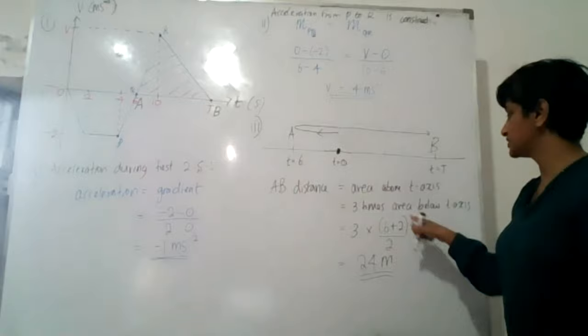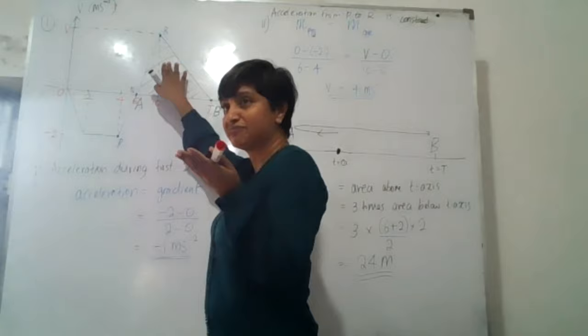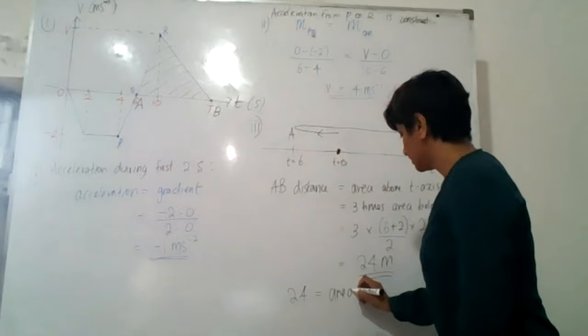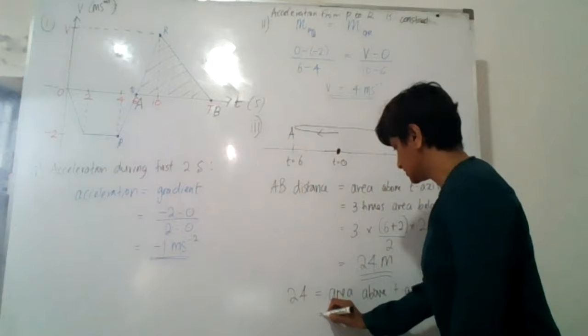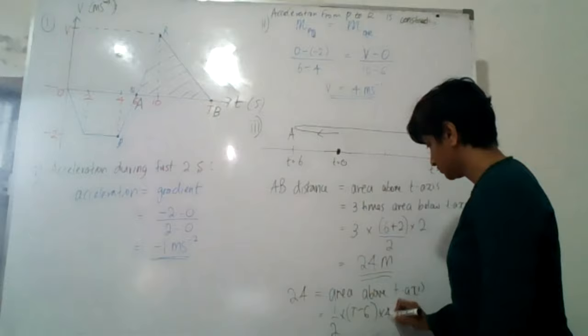3 times the trapezium. I know that this is 3 times this, and I want to find that. I can't directly use half base times height because I don't know the base, so I have to use that. Then to find time, I know that this is equal to the area above. So this is equal to half times T minus 6. The answer for B is 4. From this you can find T.